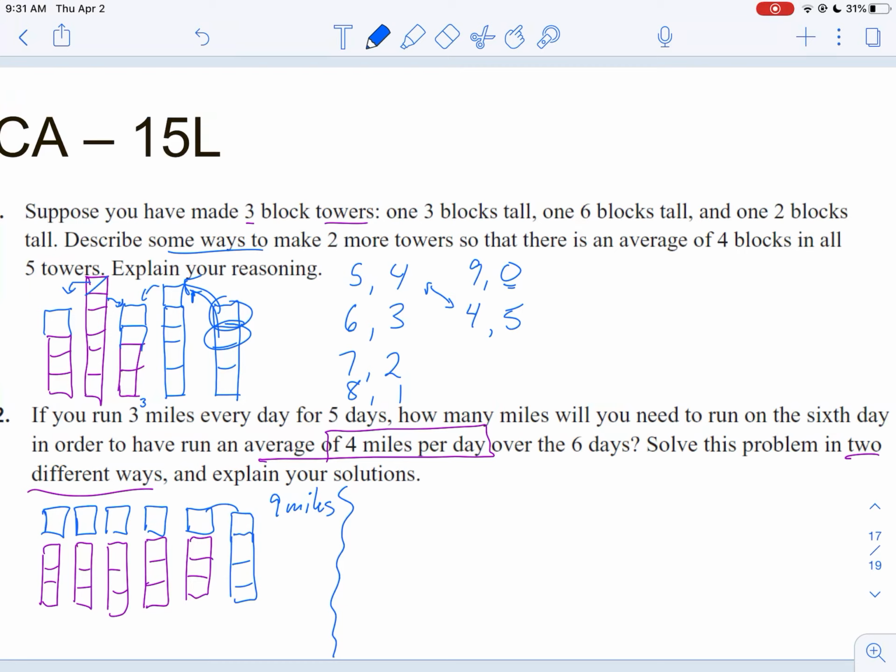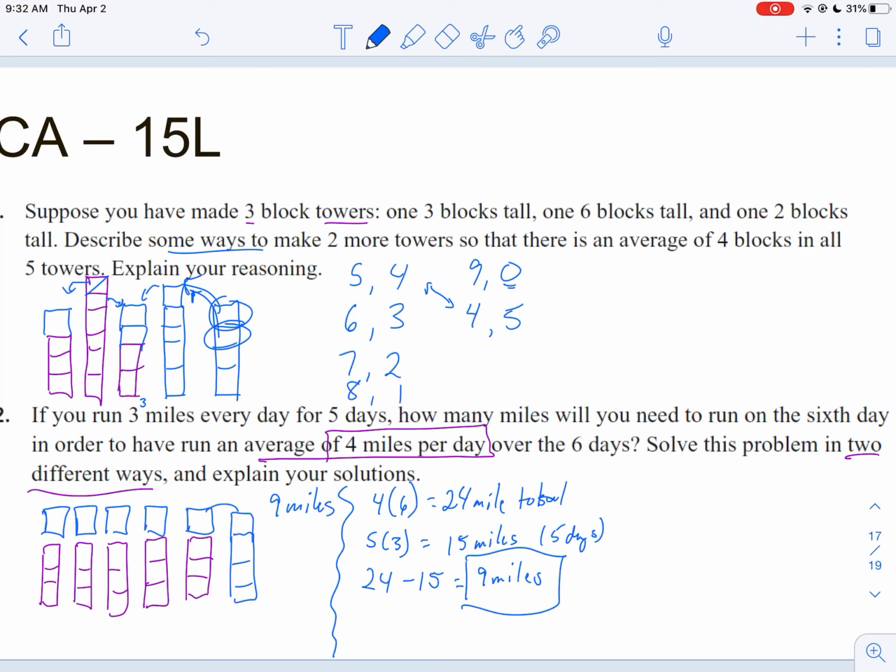Another way is to think, okay, if it's 4 miles over 6 days, that's going to be 24 miles total. Well, they've already run 5 times 3, 15 miles in 5 days. So I'm going to need to run 24 minus 15 gives me 9 miles on the last day. So this is another way to think about it.